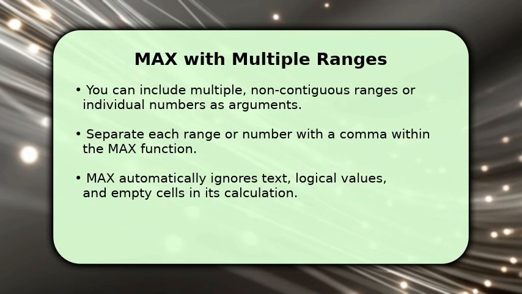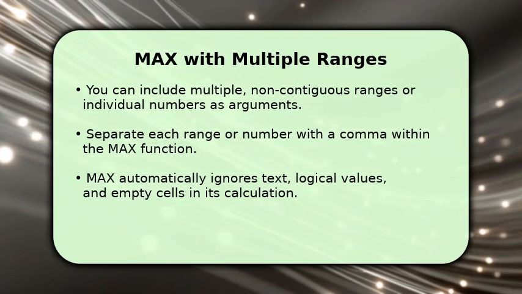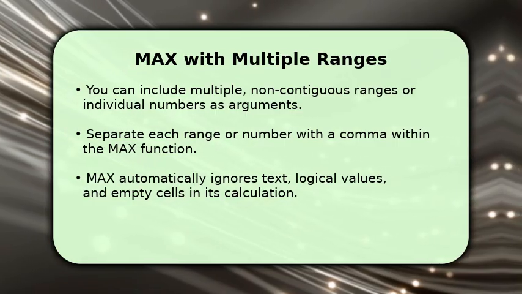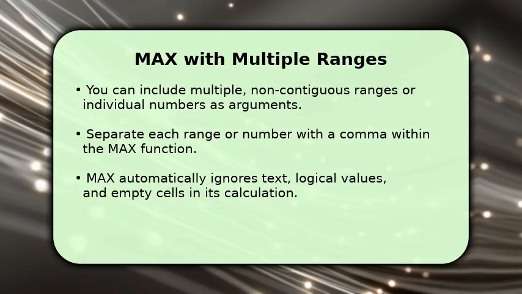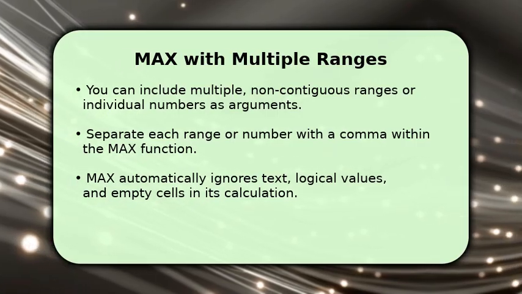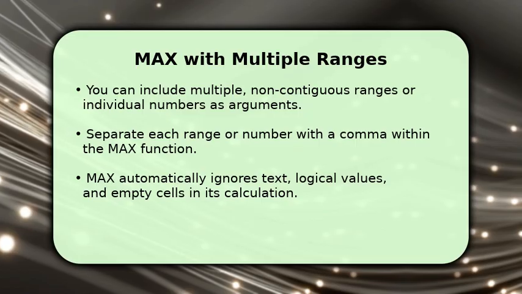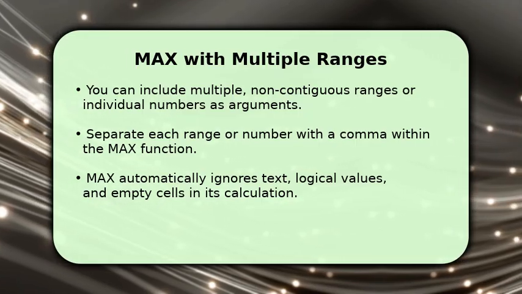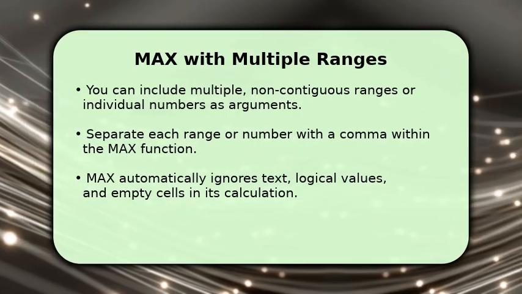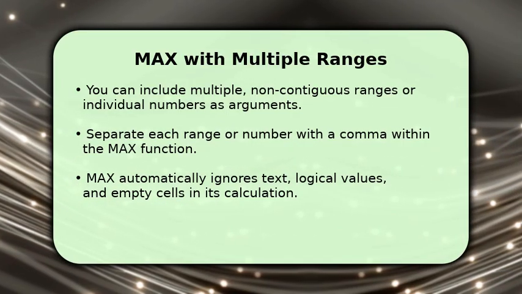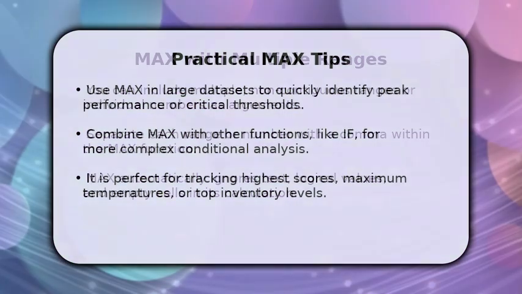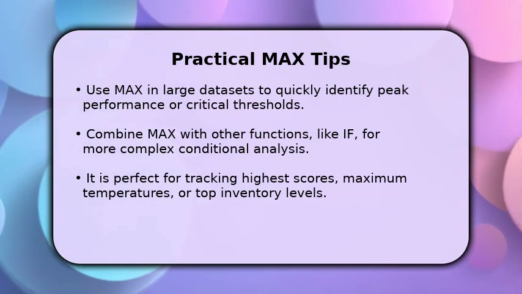The MAX function is quite versatile, allowing you to evaluate more than just one continuous range. You can include several separate ranges or even individual numbers by separating them with commas inside the parentheses. For example, equals MAX, A1 to A5, C1 to C5, 100. Remember, MAX intelligently skips over any text or blank cells, focusing solely on numerical values to give you the correct maximum. Here are some practical tips for using MAX.